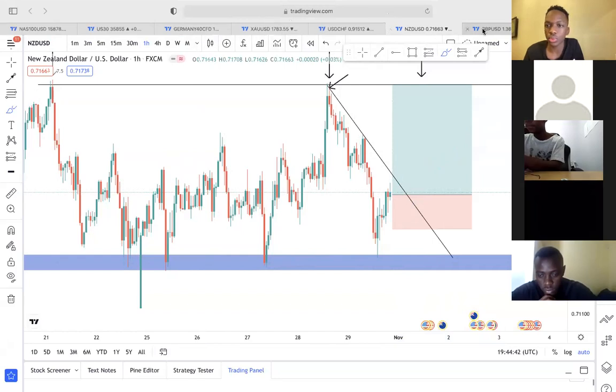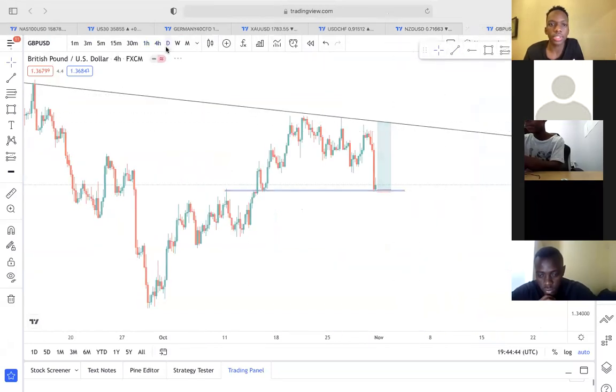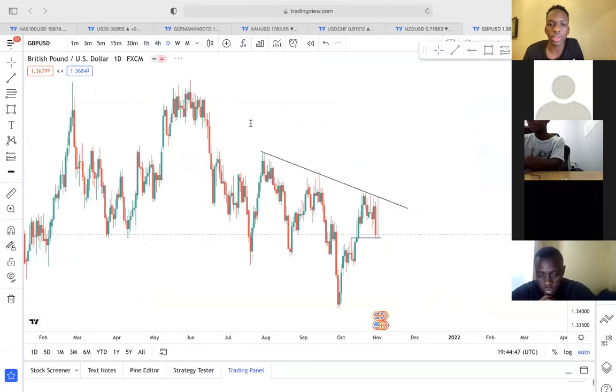Let's move on to GBP USD. GBP USD sets up. I'm not really too comfortable with it.